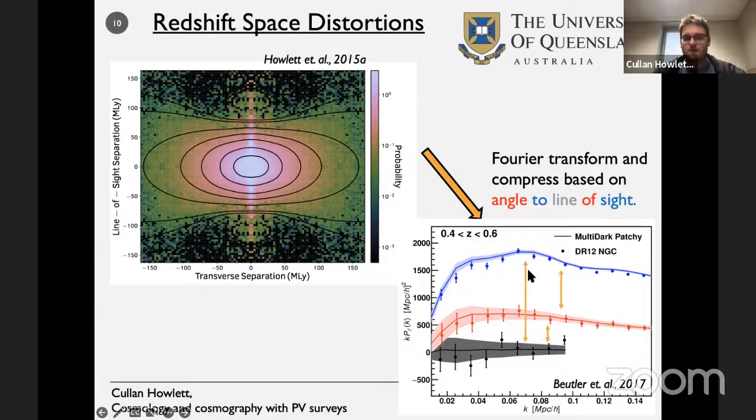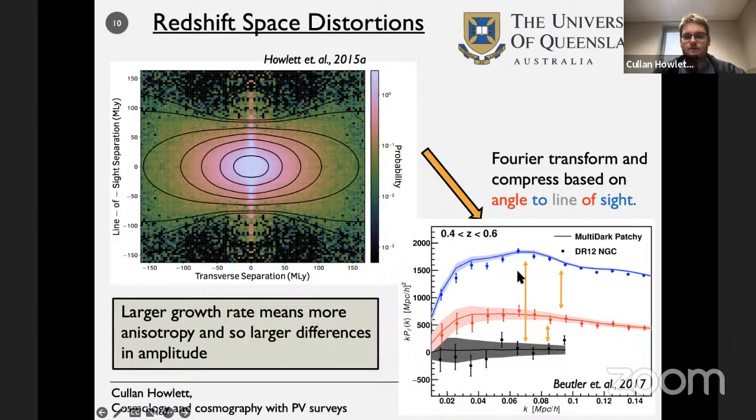And by looking at the difference between these amplitudes, we can actually constrain the amount of clustering, or the amount of anisotropy in that clustering. And larger growth rate, so larger gravity or stronger gravity, means that you have more anisotropy and you have larger differences in the amplitude here.